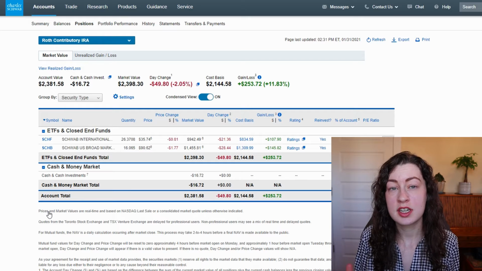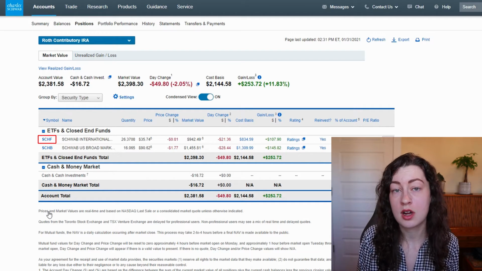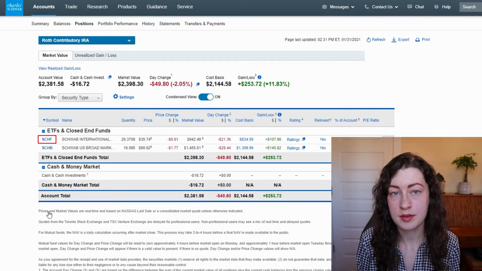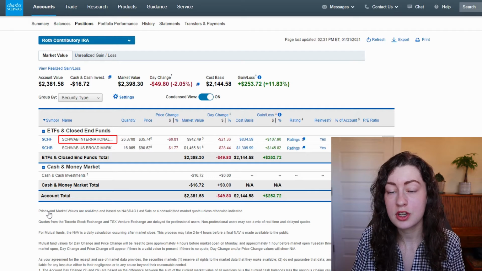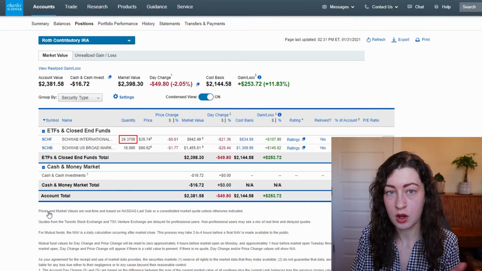So the first thing on the left here is the symbol. This is a 3 to 5 digit code essentially for the stock or security. It's a unique identifier recognizing its place in the stock market. Next we have the name of that stock or security. Then the quantity, so the number of shares that you own in that stock or security.